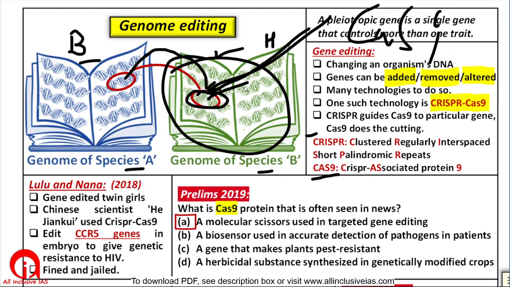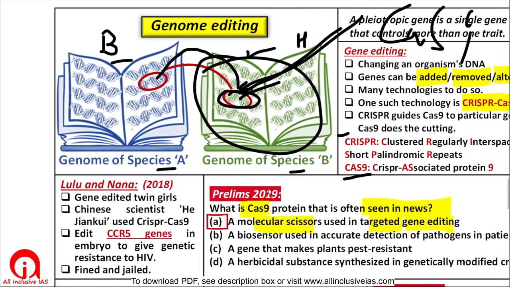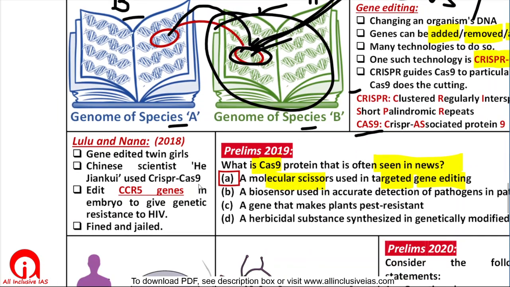It will remove this particular gene. Okay, so CRISPR-Cas9 is a technology, like in the 2019 question, Cas9 protein that is often seen in news. It is a molecular scissor used in targeted gene editing. So it was actually used by a Chinese scientist, He Jiankui.